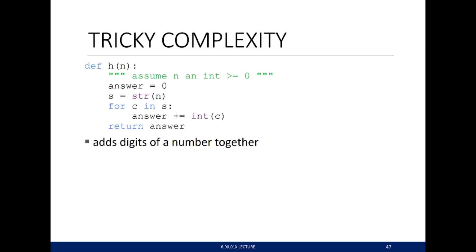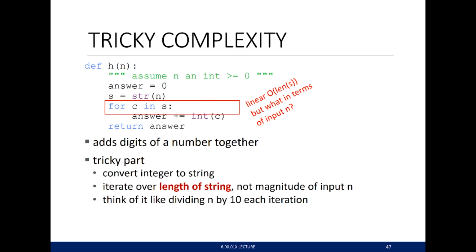I've got n as my input, and I want to say, what's the complexity of this? We know that this is going to be linear in the length of s. But what is it in terms of the input n? And in fact, that's, if you like, the tricky part. And it's similar to what we saw as an earlier example. I'm converting an integer to a string. I'm then iterating over the length of the string, but that's not the magnitude of the input n. Think of it like that early example of dividing n by 10 on each iteration. And so while it is linear in the order of the length of the string, it's log in the size of the input n. And the base here doesn't matter whether it's base 10 or base 2, it's simply logarithmic.